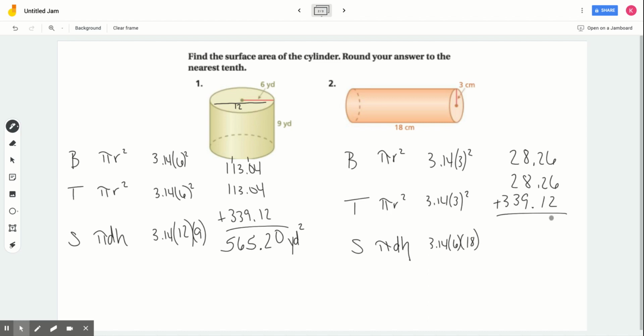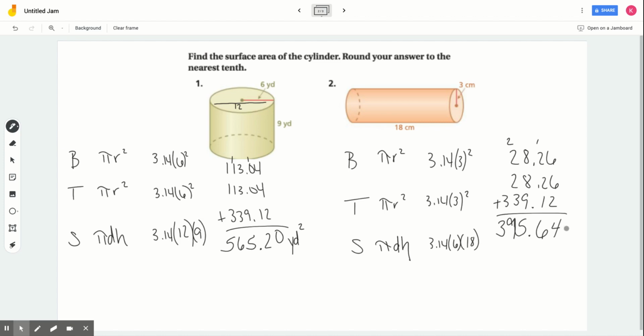3.14 times 6 times 18 is 339.12. Again, we're going to add these. 6 and 6 is 12 and 2 is 14. 1 and 2 is 3 and 2 is 5 and 1 is 6. 8 and 8 is 16 plus 9 is 25. 2, 2, and 2 is 6 plus 3 is 9, and we bring down our 3.